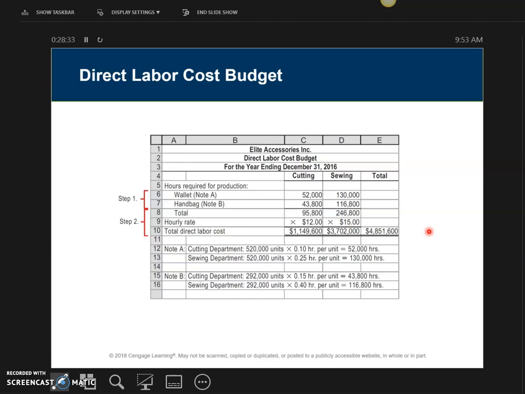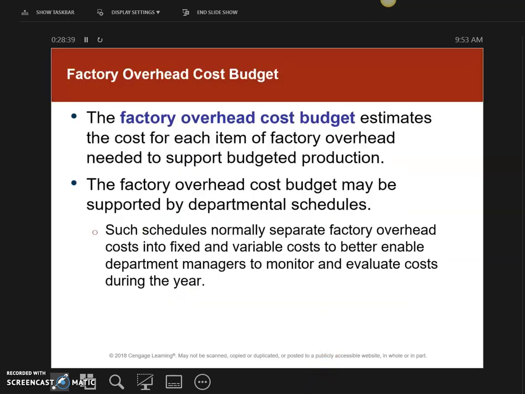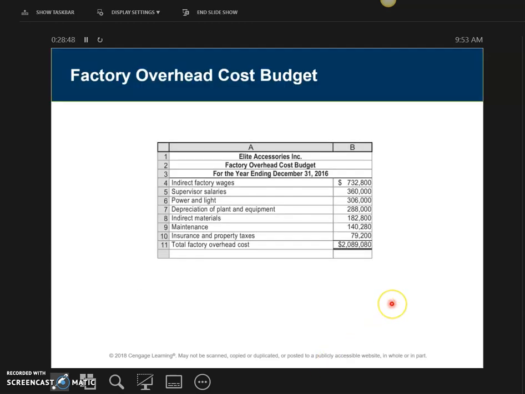Okay, so we've got direct materials covered, we've got direct labor covered. So let's move on to factory overhead, the easiest there is. Because it's just a list of everything. Any monies I'm going to spend in factory overhead is just a list. Here's my factory overhead cost budget. That's it. I know, don't forget my indirect wages, that's my indirect labor, my indirect materials, depreciation, my maintenance, my insurance. These are all my total factory overhead costs.